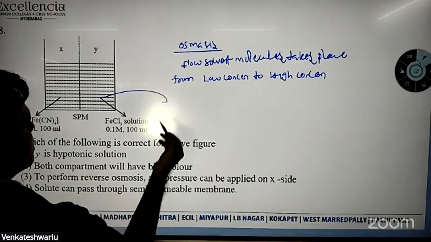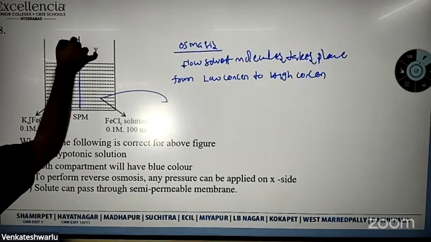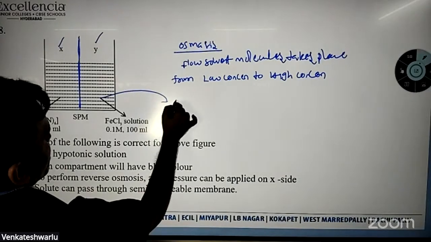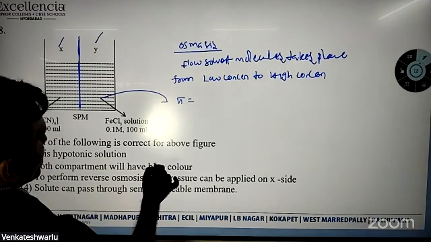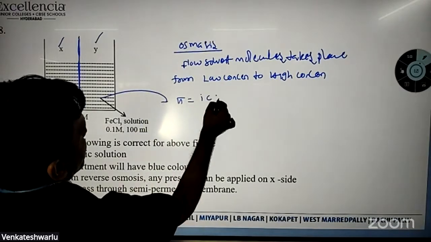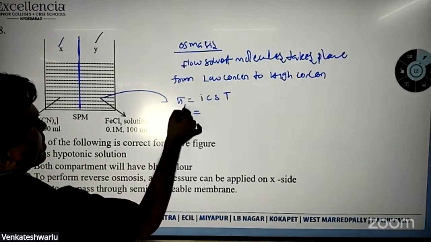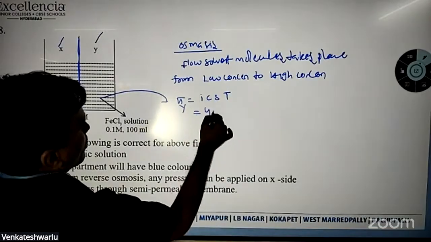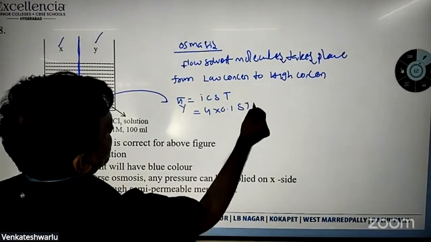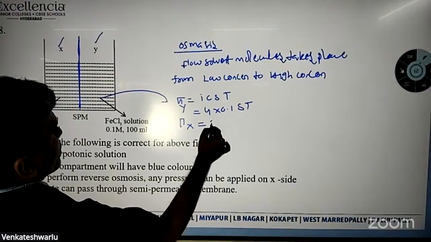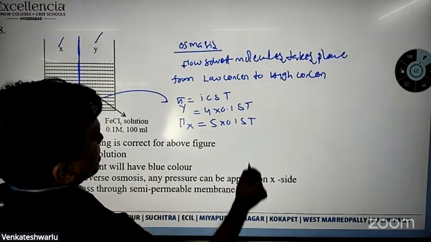Here a semi-permeable membrane is given. X is one solution, Y is another solution. In both cases molarity is the same, and volume is also the same. Then let us find the osmotic pressure. Osmotic pressure is equal to iCST, where i is the van't Hoff factor. Osmotic pressure of Y solution is 4 into 0.1 into ST. Osmotic pressure of X is 5 into 0.1 into ST.